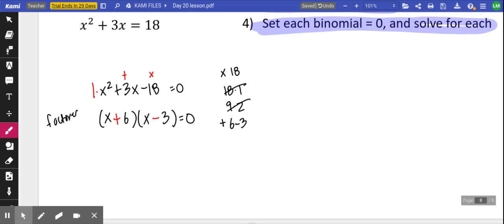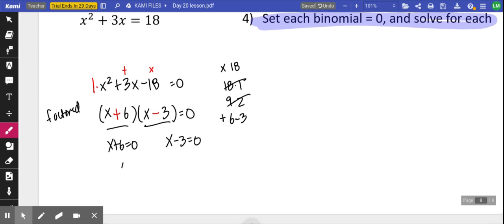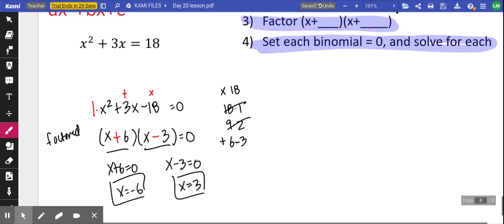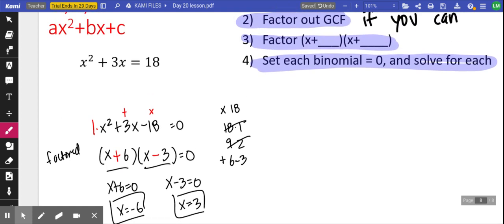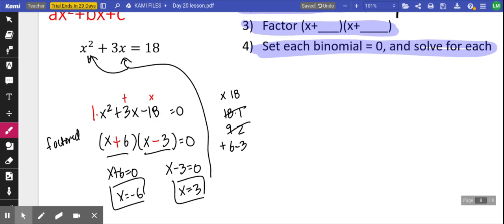Now, don't stop here. This only helps us solve, because I have two values of x that are going to make this equation equal to 0. One of them is when I set x plus 6 equal to 0. And one of them is going to be when I set x minus 3 equal to 0. When I solve these two, I get x equals negative 6 and x equals positive 3. There we go. All right, if we plug those back into our original equation all the way up here, in for x and in for x, those are the two numbers that would make that equation true.